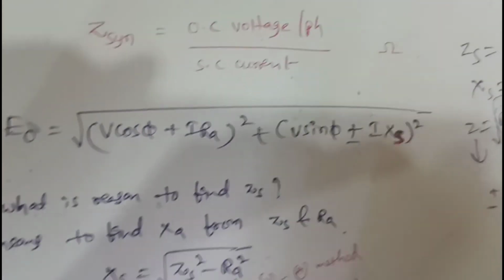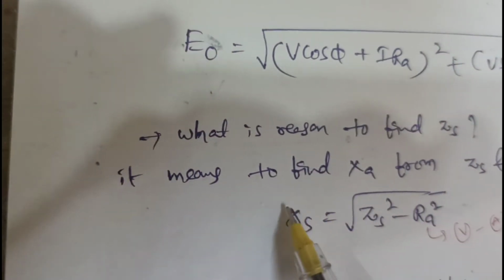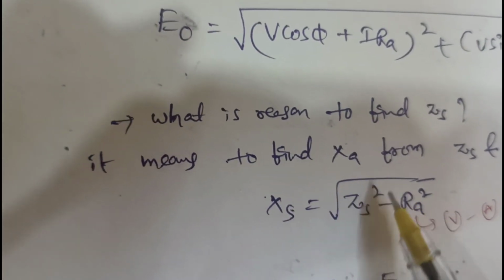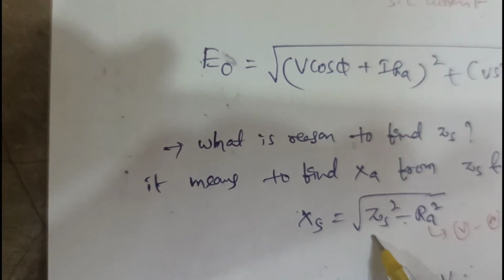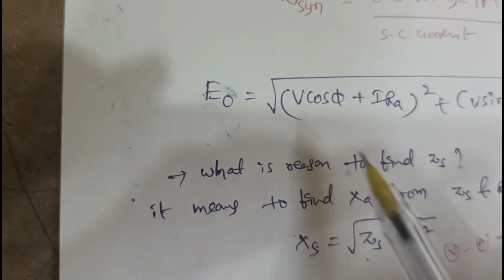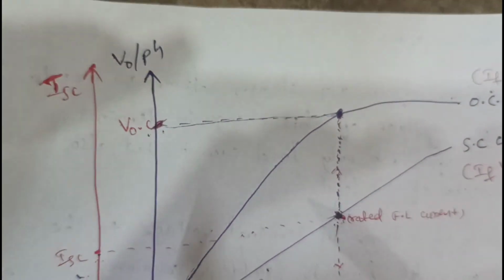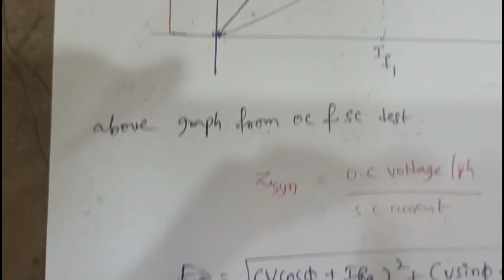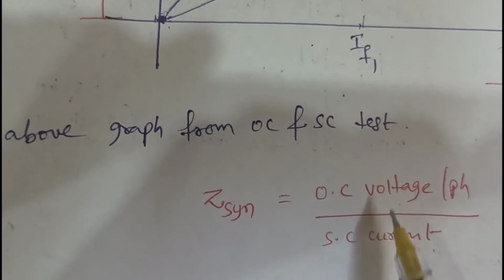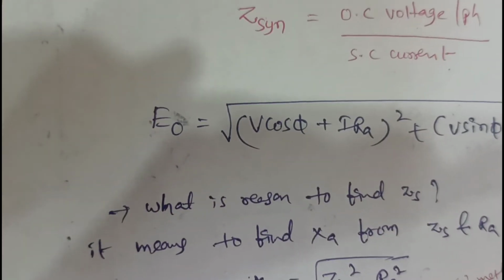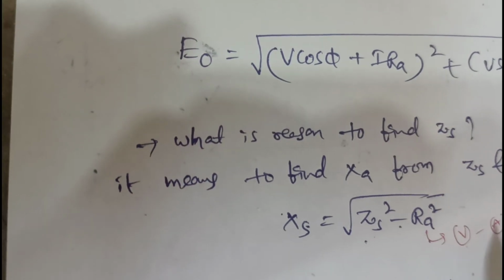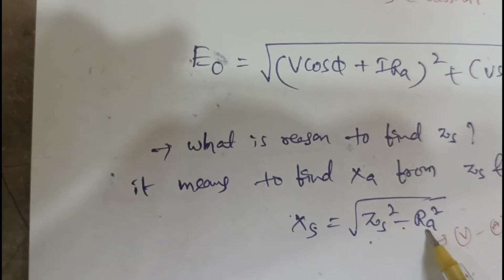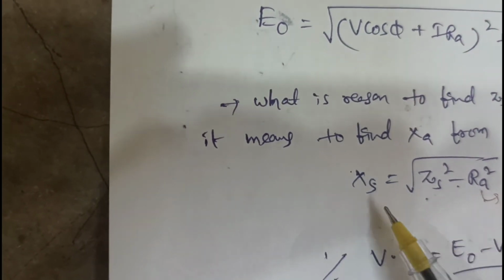This is the XS formula: XS is equal to the square root of ZS square minus RA square. This ZS means synchronous impedance, found from this graph using this formula. Next, RA is found from the voltmeter and ammeter method, so finally you get the XS.